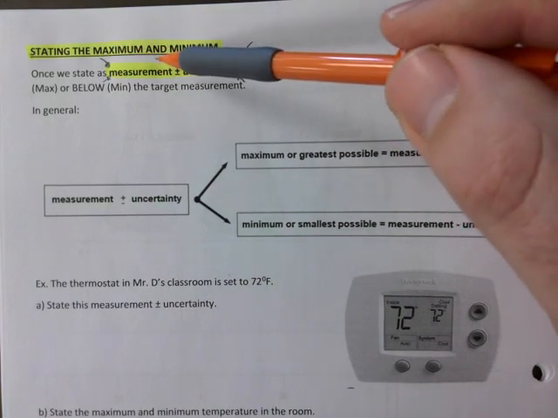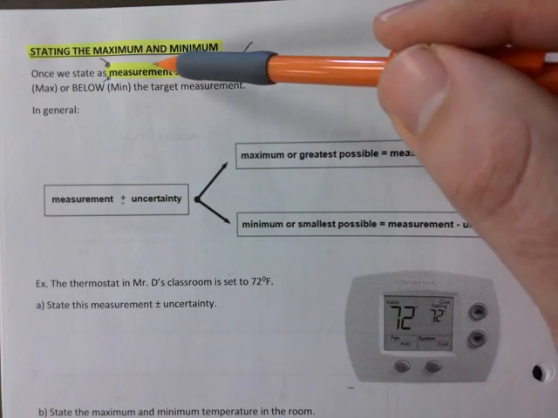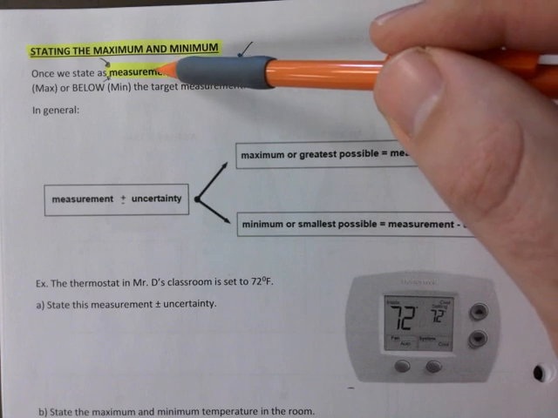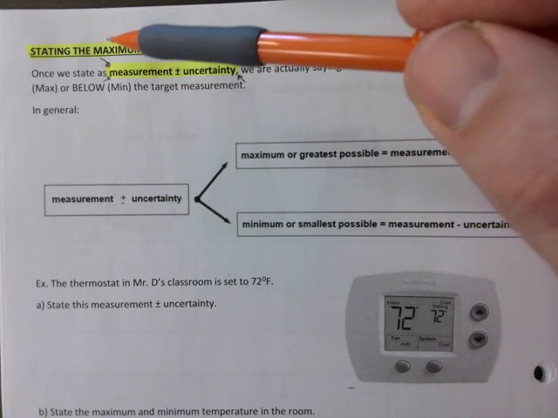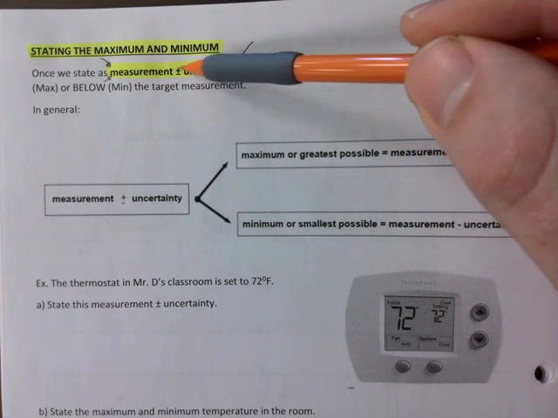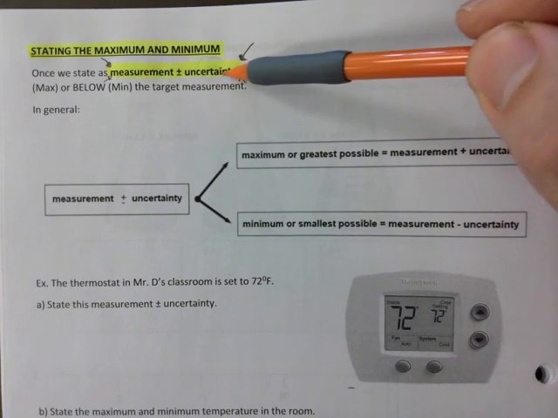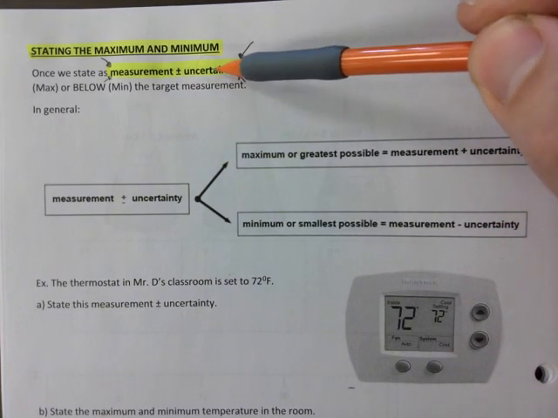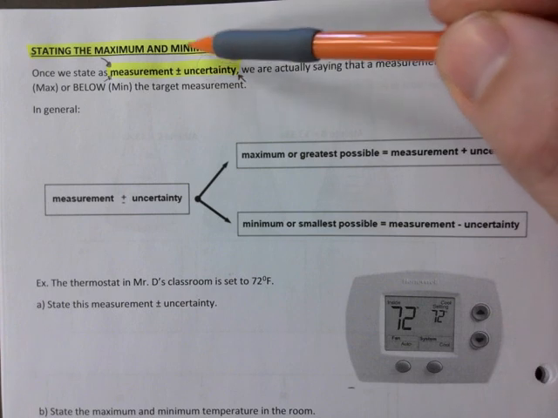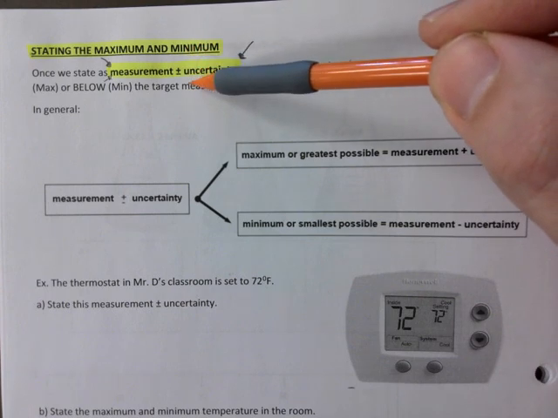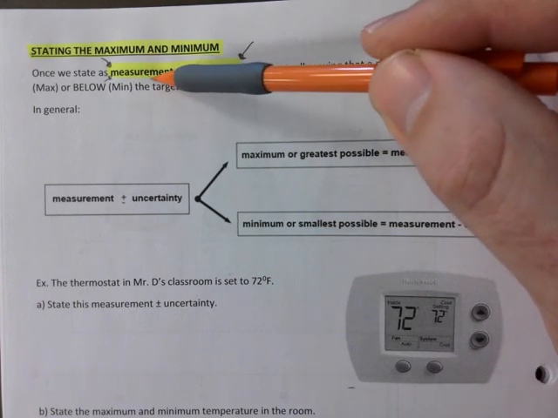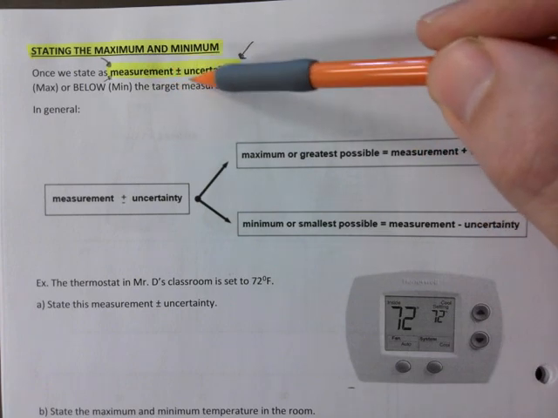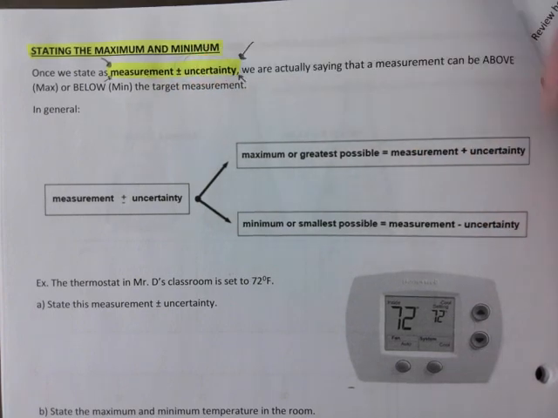But from now on, okay, we're not just going to say, hey, this measures 25.4 centimeters. We're going to go 25.4 centimeters plus or minus the uncertainty. And where did we get the uncertainty from, guys? The precision. Where do we get the precision from? The actual measurement. Okay, so we're going to tack this on from now on.